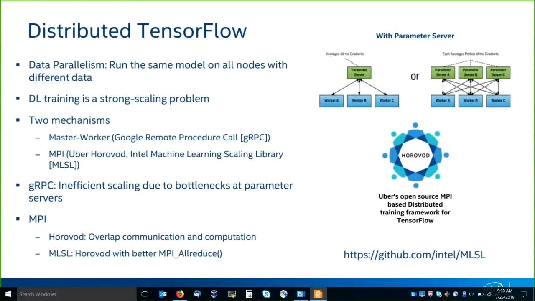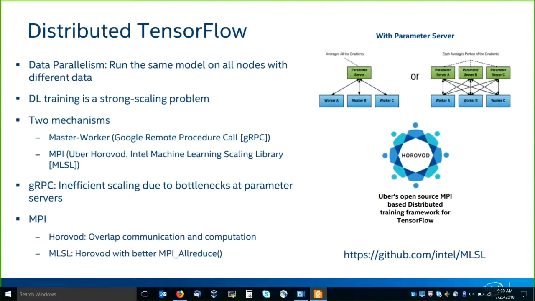So, distributed TensorFlow. If you want to run your convolutional neural network model on multiple nodes, it is a data parallelism mode wherein you run the same model on different nodes with different data. Essentially, it is a strong scaling problem, and there's no load imbalance because every worker is doing the same amount of computation with different data.